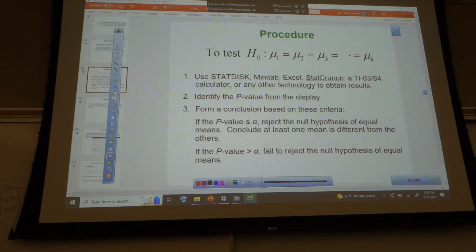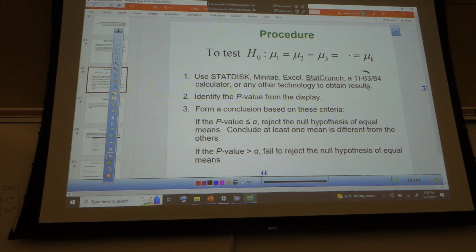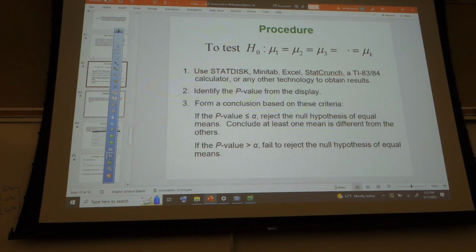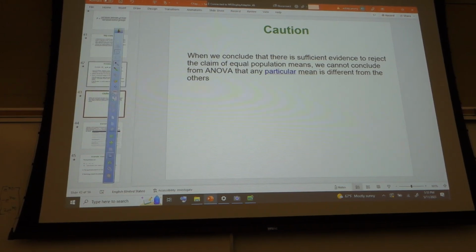So what we're going to do is use the TI-83/84 to find the p-value. If the p-value is less than or equal to alpha, we reject the null hypothesis. If it's bigger than alpha, we fail to reject the null hypothesis. That's it, straight up.